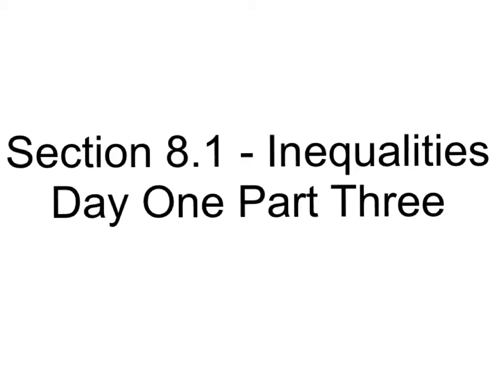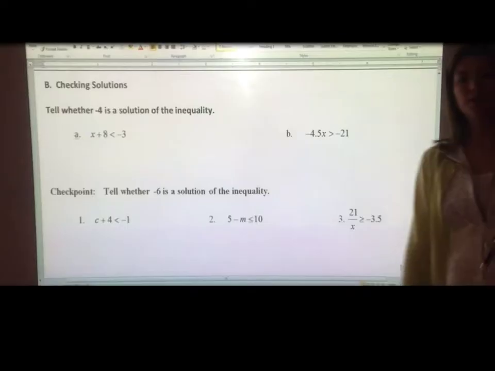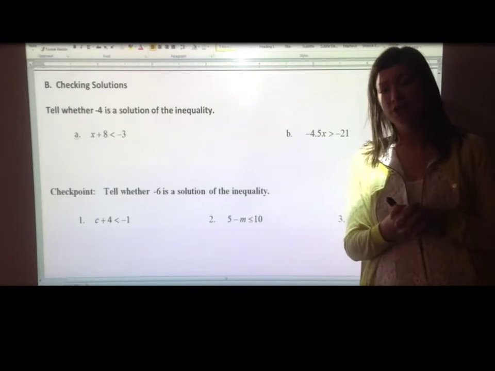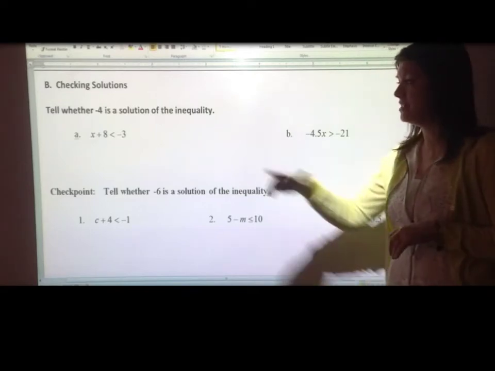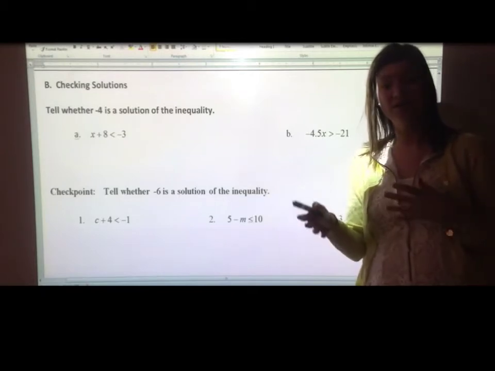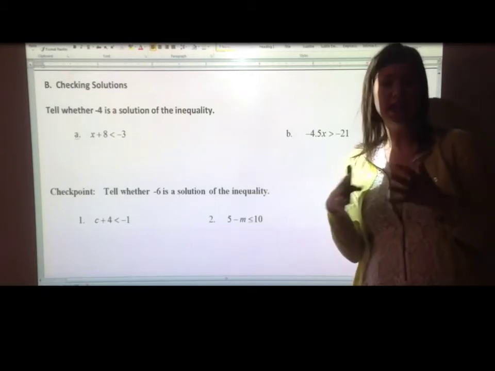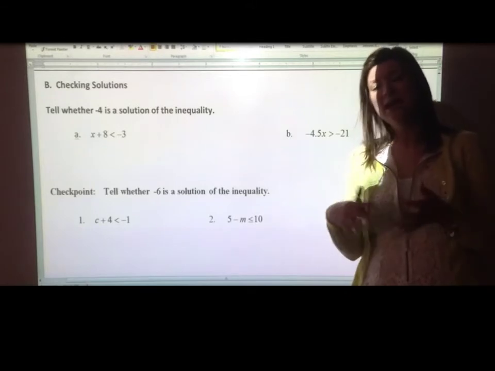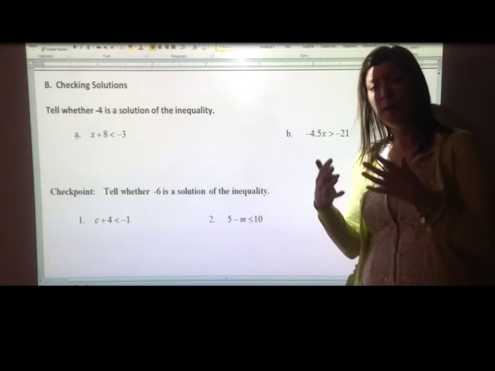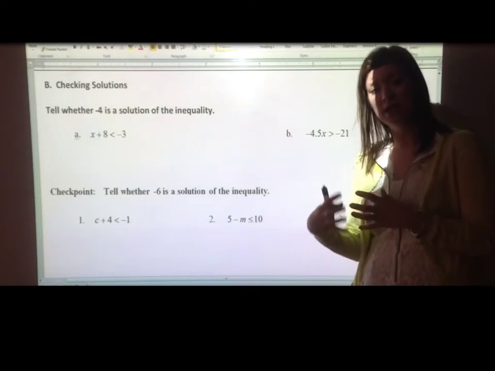Section 8.1 Inequalities Day One Part 3 has the first checkpoint for Part B, and it has the vocabulary preceding Part C. Now you should be on the back of your notes for Section B, and this is called checking solutions. The direction says, tell whether -4 is a solution for that inequality. So your final answer is going to be either yes, -4 is a solution, or no, -4 is not a solution. To do that, we have to see if -4 makes my mathematical inequality true.